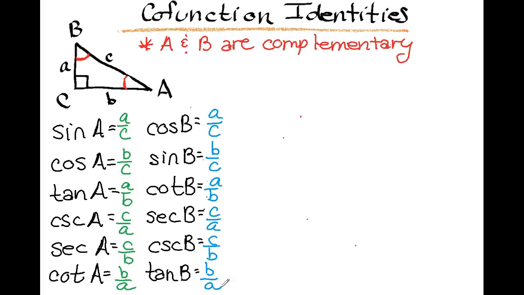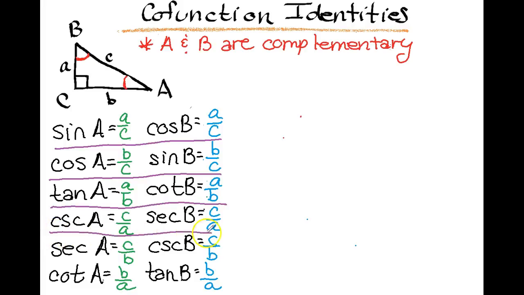And I want you to notice that all of these, the ones that are across from each other, have the same value. Sine of A has the same exact value as the cosine of B. Cosine of A has the same exact value as the sine of B. Tangent of A is equal to the cotangent of B. Cosecant of A equals the secant of B. Secant of A equals cosecant of B, and cotangent of A equals tangent of B.